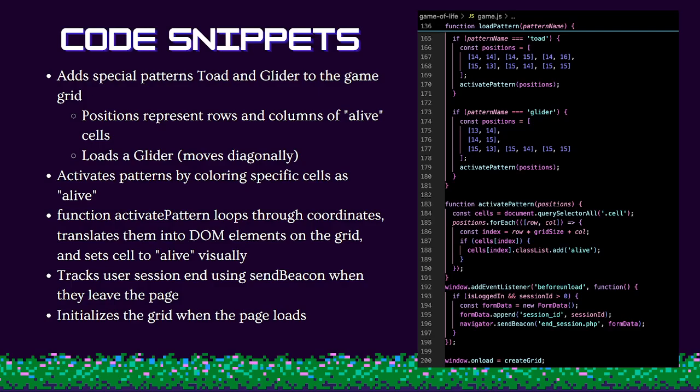And then the function called alive pattern loops through coordinates, translates them into DOM elements on the grid, and sets the cell to alive visually so you can see it. It then tracks user sessions using sendBeacon when they leave the page, and initializes the grid when the page loads.